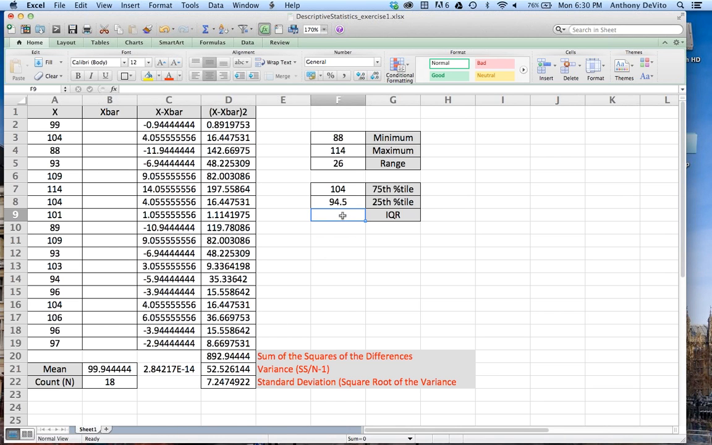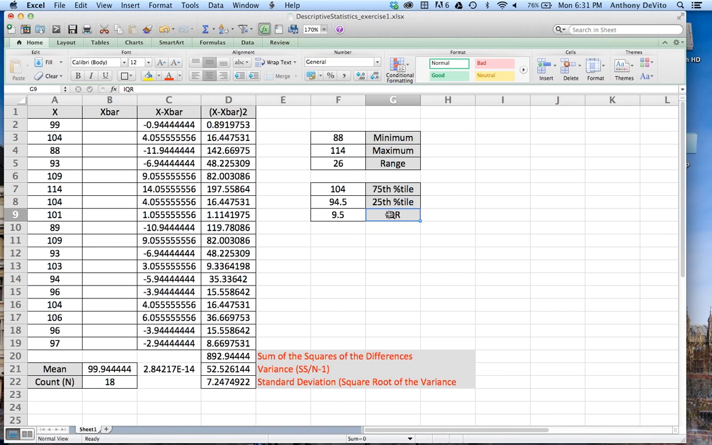Okay, so now the IQR, anybody remember what that stands for? Right, the middle quartiles, the 2 middle quartiles. So the interquartile range is going to be equal to, just as we had the range before, 104 minus 94.5. So 9.5 is the spread for the middle 50% of the people. Okay. So that's interesting.